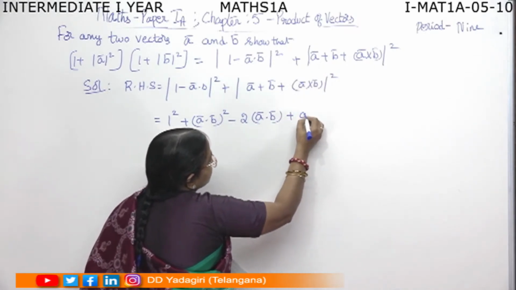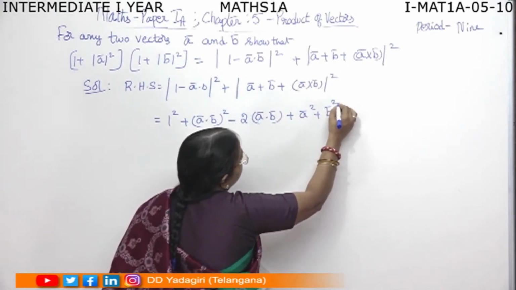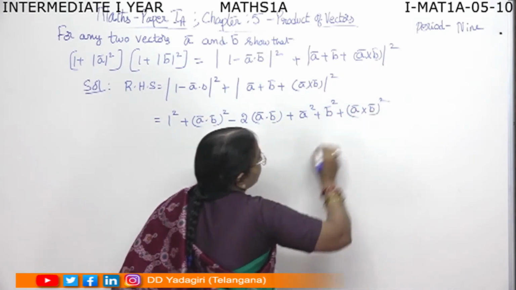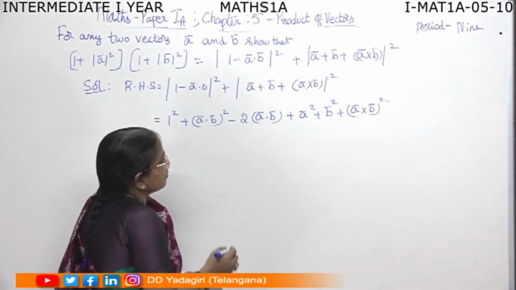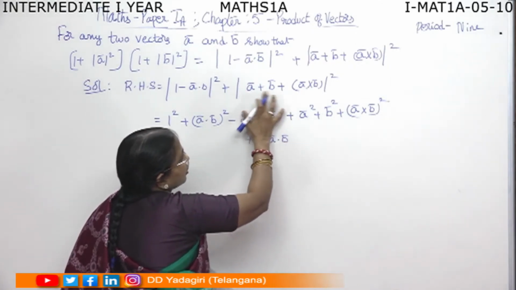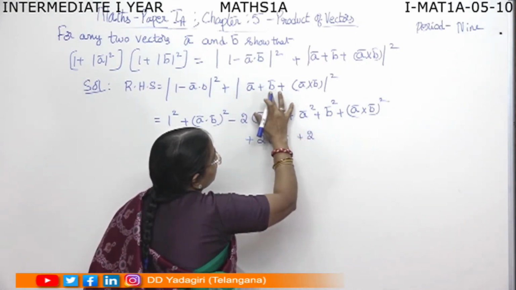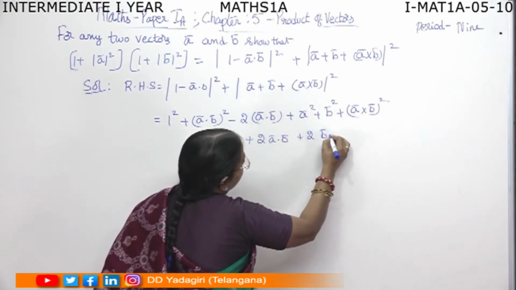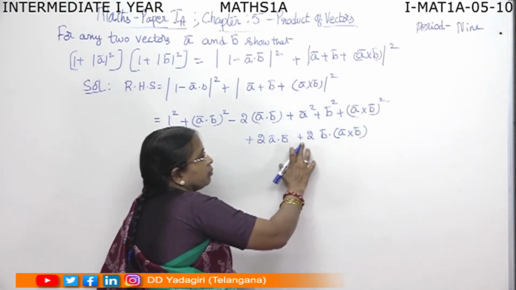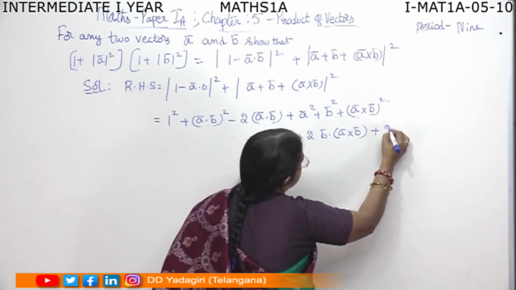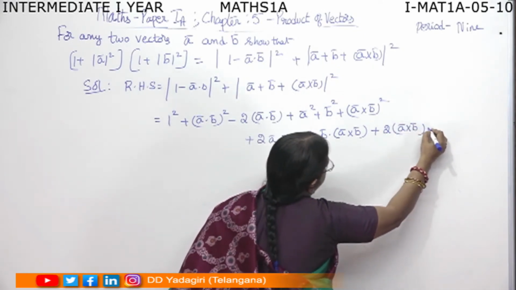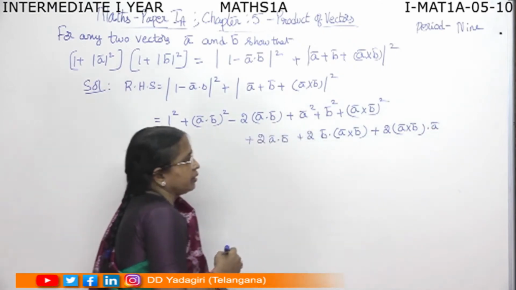So that is A square plus B square plus C square. C square means A cross B whole square. A square plus B square plus C square plus 2A dot B plus 2B dot C plus 2C dot A. Here C dot A means A cross B dot A.